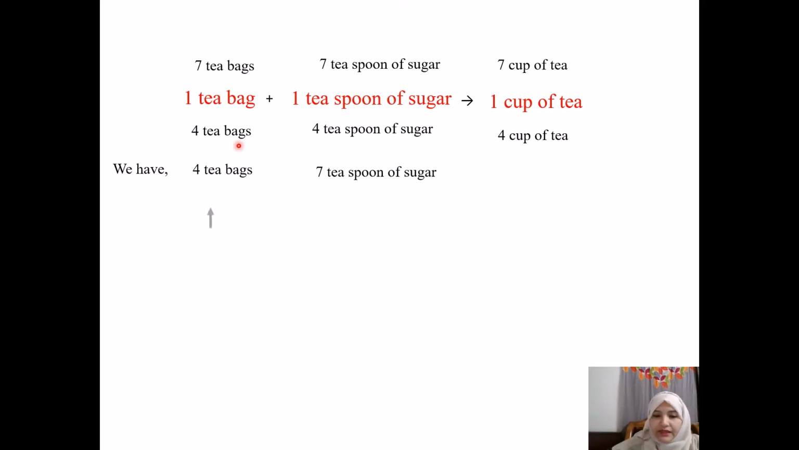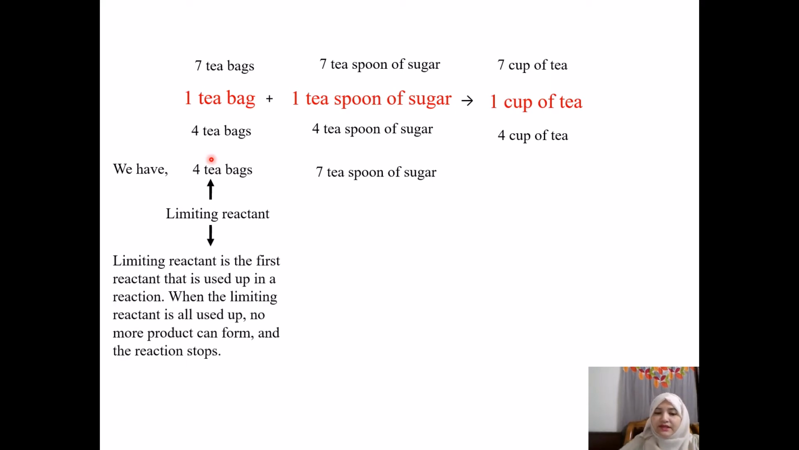Okay, for this recipe, the 4 tea bags, that means the tea bag, is the limiting reactant. And then we can define the limiting reactant as the first reactant that is used up in a reaction, and when the limiting reactant is all used up, no more product can form and the reaction stops. We call it the limiting reactant because it limits how much product we can make.